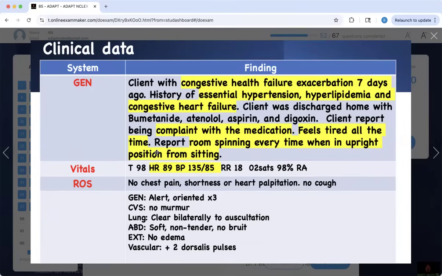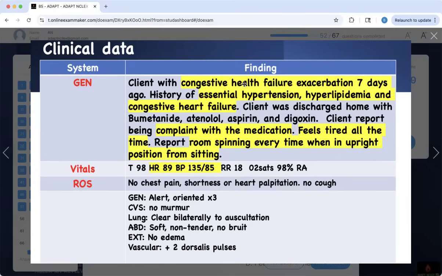I have CHF, essential hypertension, hyperlipidemia. He was discharged on what? Bumetanide, atenolol, aspirin, and digoxin based on his medical condition. The client is now reporting a complaint of what? He's been compliant with his medication, so he's been taking it. He feels tired all the time. The room is spinning. He's hypotensive when he gets up. His blood pressure is a little bit normal, and heart rate is fine. Physical exam looks normal, right? And therefore, what do you think is going on?